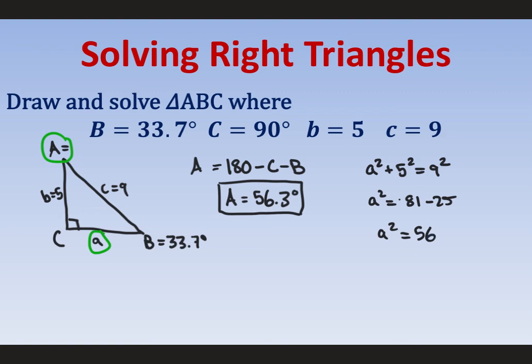We'll go ahead and take the square root of 56. We get A equals the square root of 56, which is going to simplify to be 2 square root of 14, because we can pull a 4 out of that square root and get 2 square root 14. And there we go. We have found our missing side. We have found our missing angle. We have everything we need.